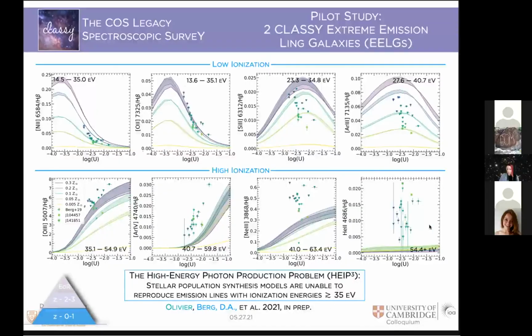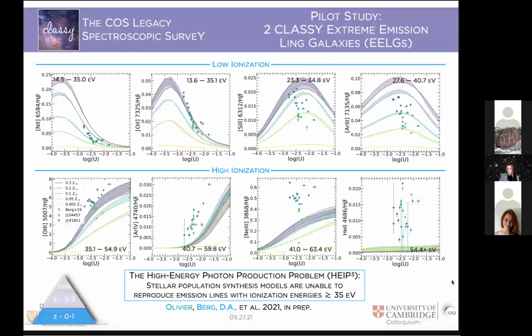As I mentioned before, we've known about this helium 2 problem for decades, but it turns out it may be a bigger problem than that. Really, everything above about 35 eV gets more and more challenging for us. So we have a high energy photon production problem that our stellar population synthesis models currently aren't able to reproduce.